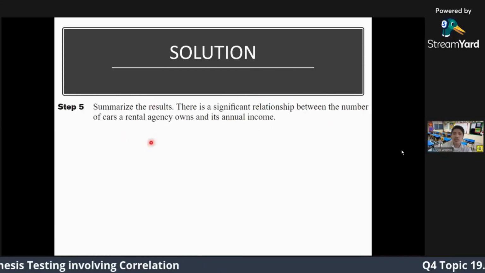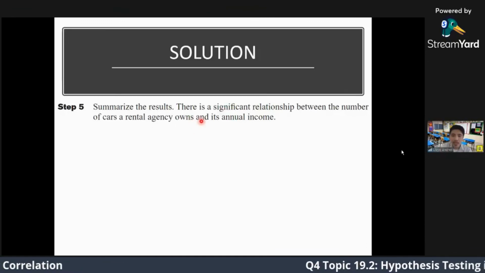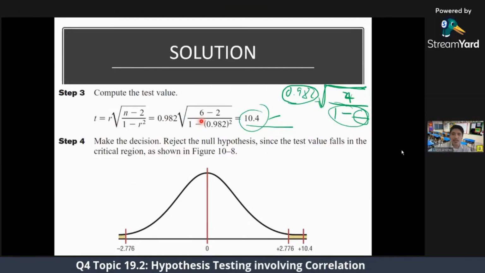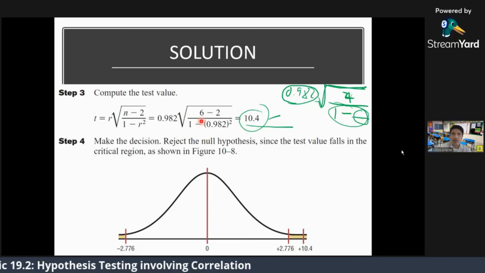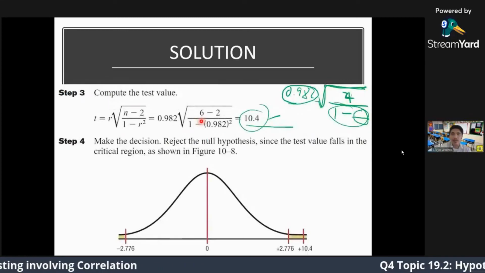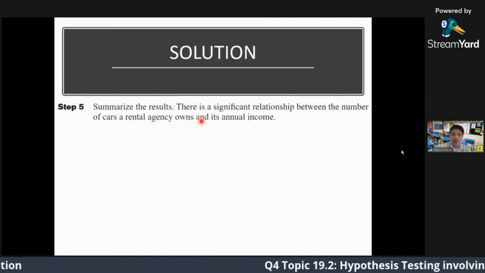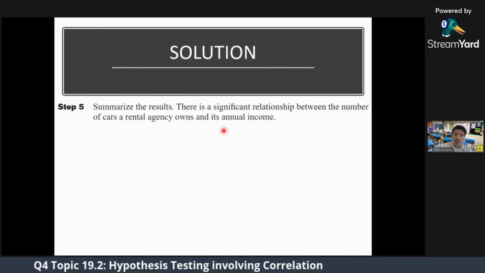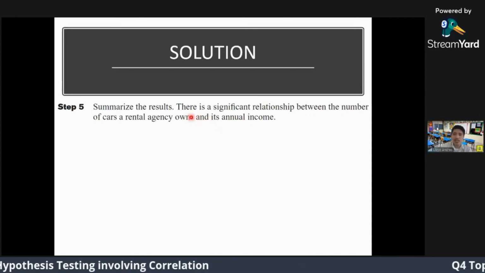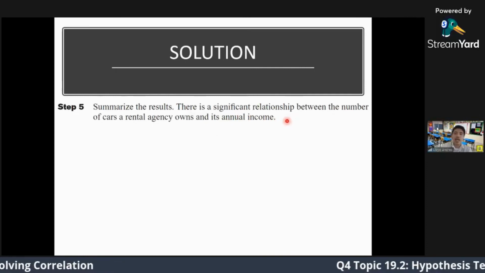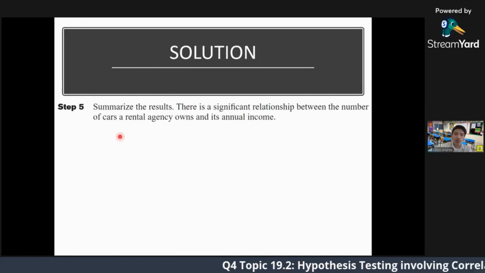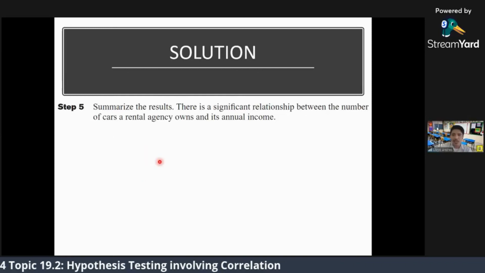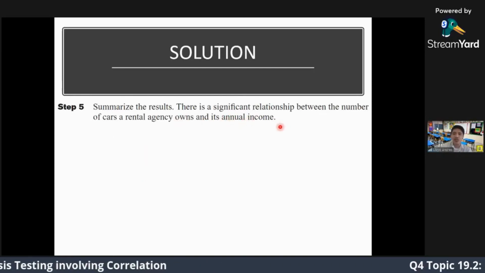So, again, the basic idea is that it rejected. Therefore, there is sufficient evidence. We rejected the null hypothesis, so there is sufficient evidence to reject the claim, and the conclusion is that there is a significant relationship. Because our claim actually was that there is no significant relationship. So you reject that, and therefore you can say that there is a significant relationship between the two variables.